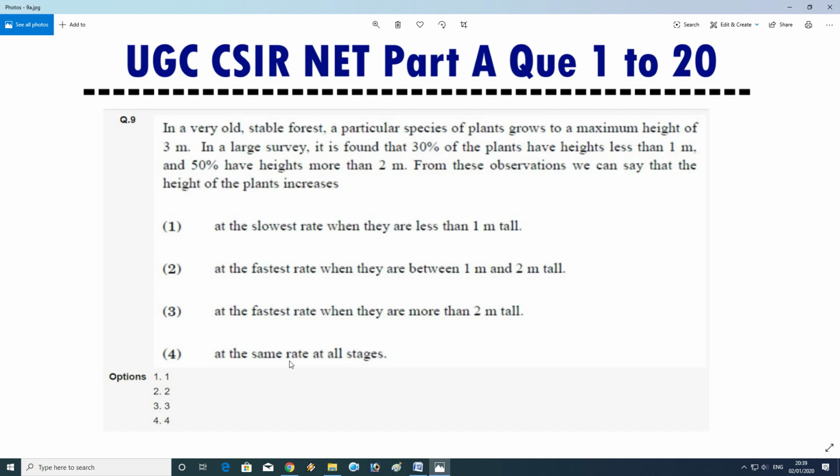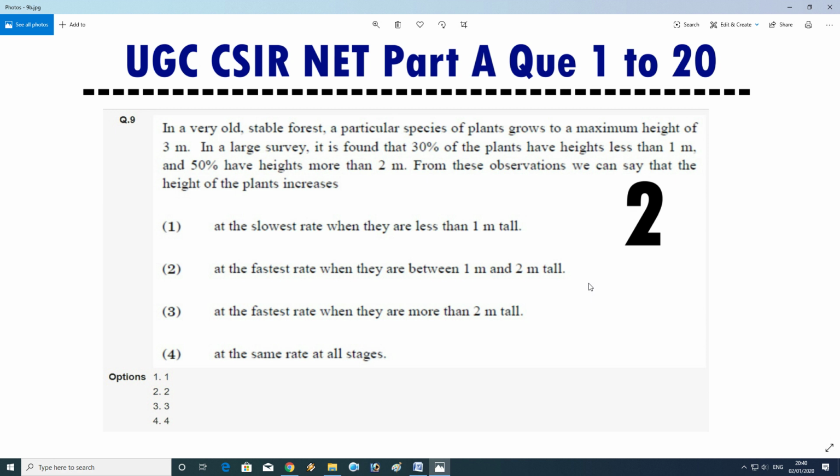Question number 9: in a very old stable forest, a particular species of plant grows to a maximum height of 3 meters. In a large survey, it is found that 30% of the plants have a height less than 1 meter and 50% have a height more than 2 meters. From this observation, we can say that the height of a plant increases. So answer is second: at the fastest rate when they are between 1 meter and 2 meters tall.